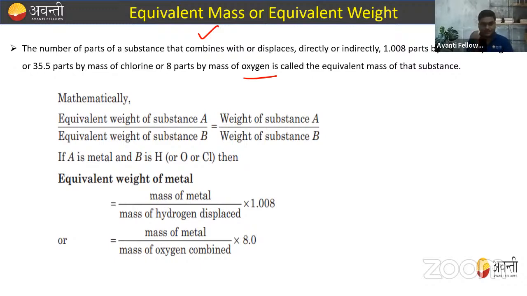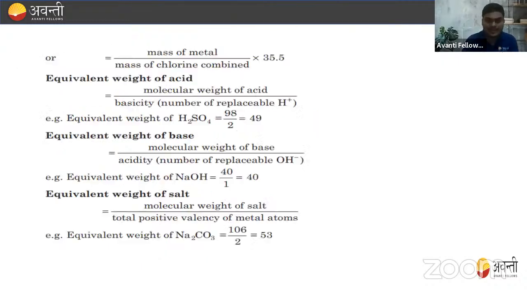Clear है? चलो. For example, if you want to calculate the equivalent weight of the metal, so what is the equivalent weight of the metal beta? Mass of the metal upon mass of the hydrogen displaced into 1.008. Similarly, instead of mass of hydrogen, if you are using mass of oxygen, then multiply by 8. Similarly, in case of mass of oxygen, you are using mass of chlorine, multiply by 35.5. Right? So this is the simple way how you will calculate the equivalent weight of the metal.